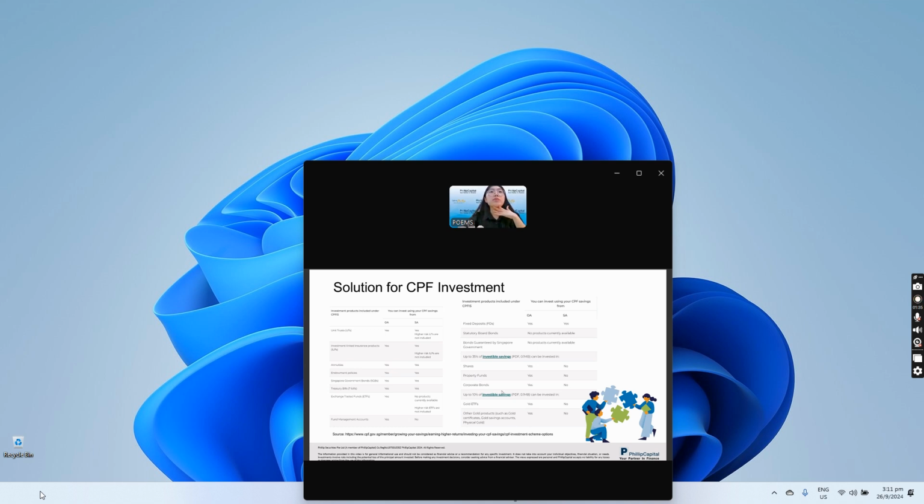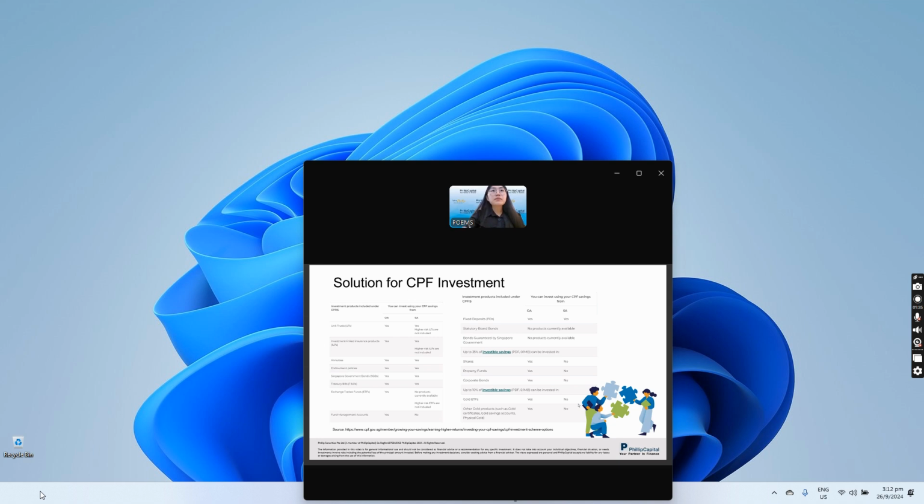Then these are the higher risk products. They restrict it: you can only put 35% of your investable savings. So only OA is available. For gold, it is the same. So you can also explore what options you have for OA or SA investment. Today we will focus on unit trust.